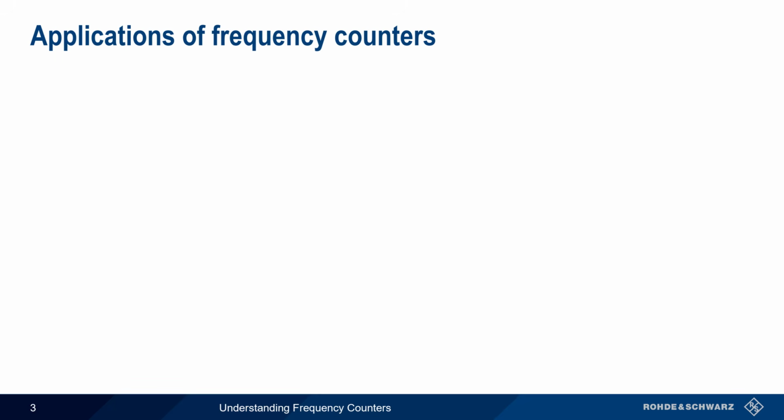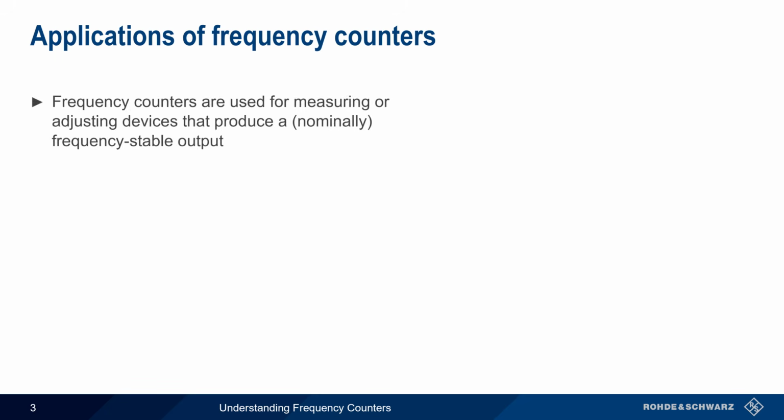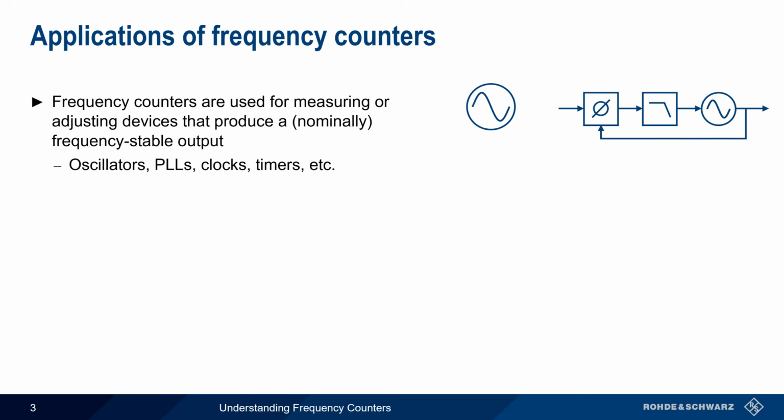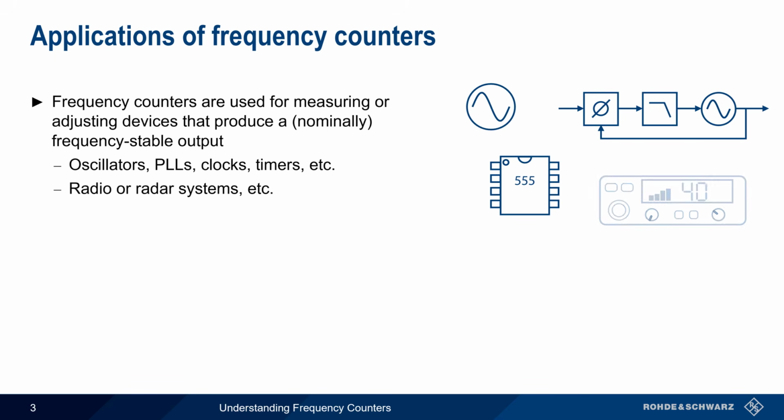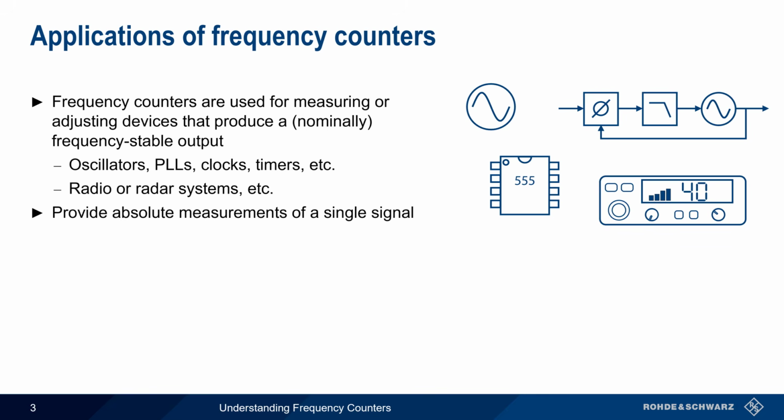There are many frequency counter applications. Most involve measuring or adjusting devices whose output is, at least nominally, frequency stable. Examples are oscillators, phase-locked loops, clocks, timers, etc. They are also used in measuring device output frequency, such as in radio or radar systems. As mentioned earlier, counters are most often used to provide absolute measurements of a signal, but can also be used to make measurements of a signal relative to another signal.